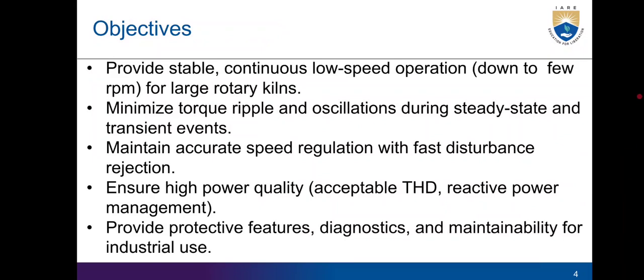Objectives: provide stable, continuous low speed operation down to a few RPM for a large rotary kiln. Minimize the torque ripple and oscillations during steady state and transient events. Maintain accurate speed regulation with fast disturbance rejection. Ensure high power quality, acceptable THD, and reactive power management. Provide protective features, diagnostics and maintainability for industrial users.